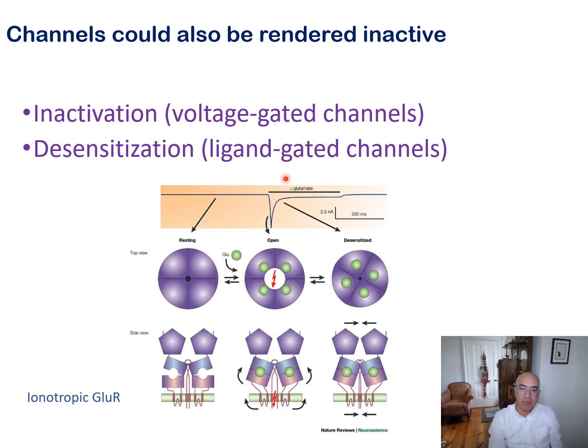So here's actually an example of that. This is a glutamate receptor. At rest, it's closed. Glutamate binds, the channel opens, and you see a current going through the channel, but the current doesn't remain up. It actually goes back down, and that's because the channel desensitizes. Even though it is binding glutamate, it closes.